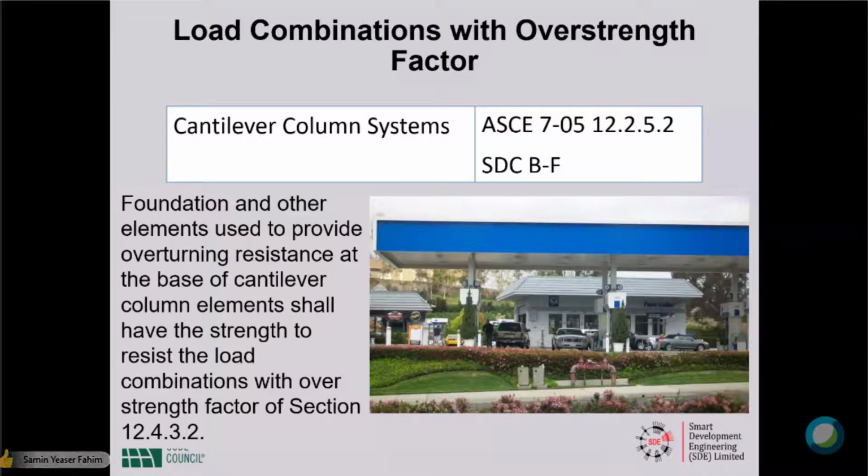The first place ASCE 7-05 requires the design load combinations with overstrength factors to be used is in the design of foundations of cantilever column systems. You don't even have that in BNBC. The columns are cantilevering from the ground, and that is the seismic force resisting system of the structure. So foundation and other elements used to provide overturning resistance at the base of cantilever column elements shall have the strength to resist, etc. So let us not spend time on that because you do not really have it in BNBC.